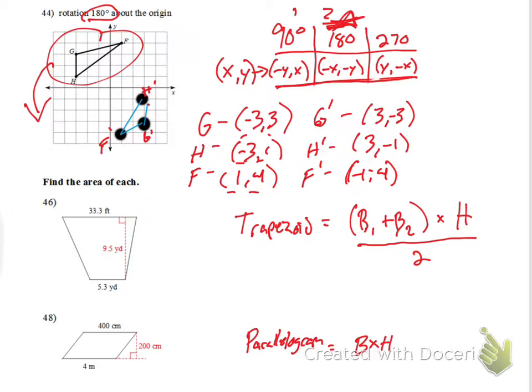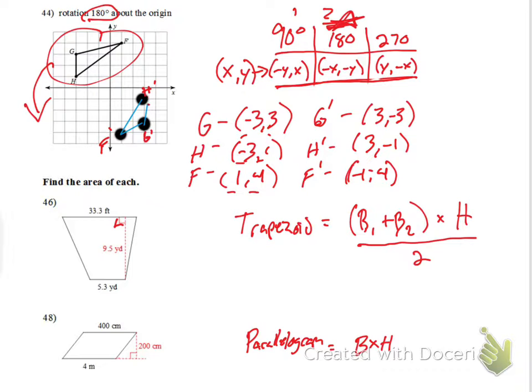Back to some area, same thing. We got 2 bases. They are connected by a right angle, so I'm going to do base 1 plus base 2, which would be 33.3 plus 5.3, so that's 38.6. I want to multiply that by the height, which is 9.5. It's going to be 366.7. I divide that by 2, I get 183.